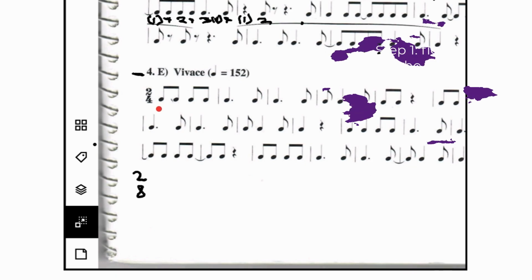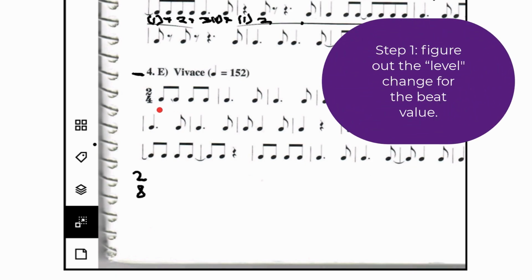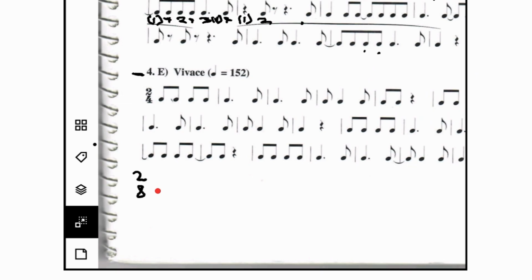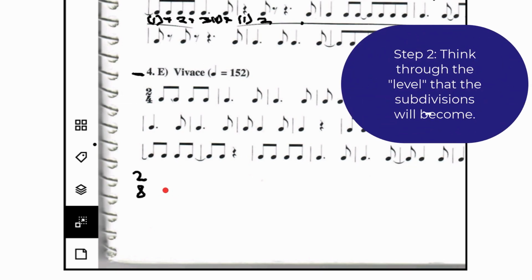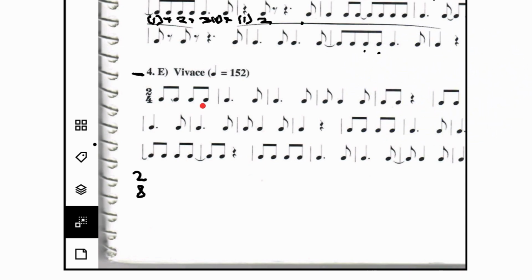Let's go back to the beginning of our original. These notes were the subdivisions. They were eighth notes, half of the quarter note beat each. What's half of the eighth note beat? An eighth note splits into two 16th notes. So I'm going to start by changing anything that was an eighth note gets one level shorter, if you will. Eighth notes become 16th notes, and I'm going to beam them the same way.